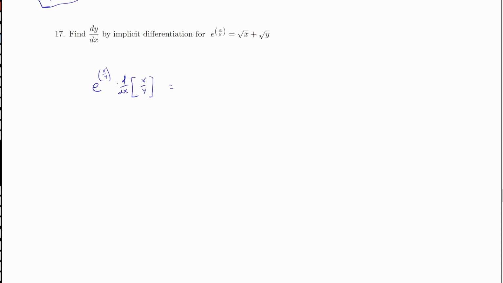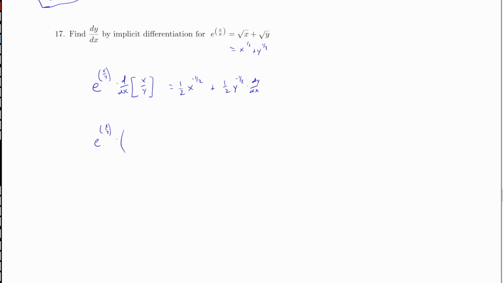I can write this as x to the half and y to the half. I'm using the power rule here, so I get 1/2 x to the negative half. Differentiate y to the half, I get 1/2 y to the negative half times the derivative of the inside stuff, so times dy/dx. Now let's go back and finish off our derivative of x over y.